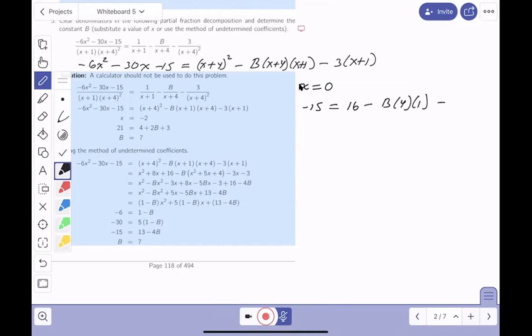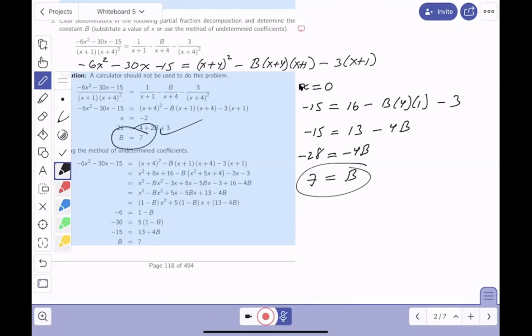And what do you have here? Minus 3. Well, let's do this. This is minus 15. This is going to be 13 minus 4b. Well, let's see. I got to take 13 from both sides. That's going to be minus 28. What do you have here? Minus 4b. And b would be equal to 7. So I found the b, and the b is 7. Certainly agreeing with this over here.